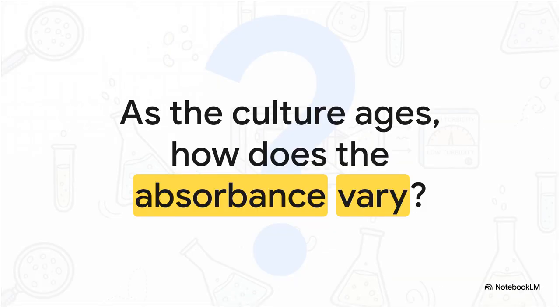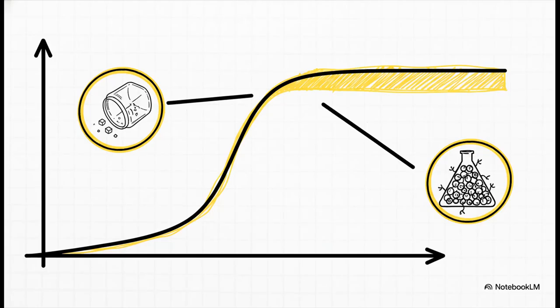So, what is this graph really telling us about the life and times of this yeast population? The shape of this curve is anything but random. Every single bend and slope tells a different part of the story. Let's take a closer look at what happens at the very top. So after that wild, explosive growth phase, the curve flattens out. It plateaus. We've reached what's called maximum absorbance.